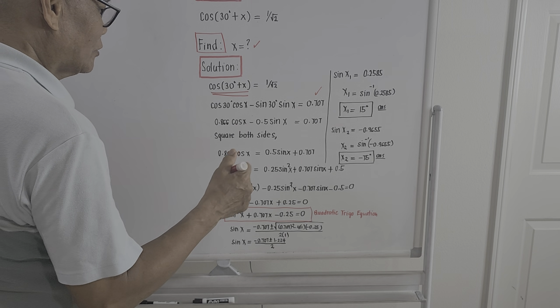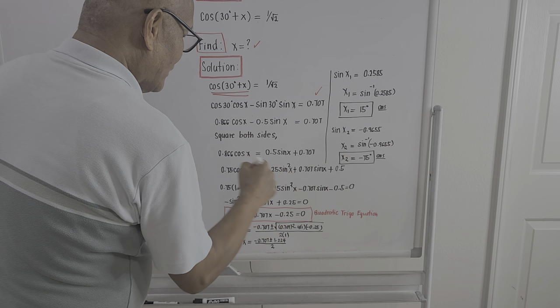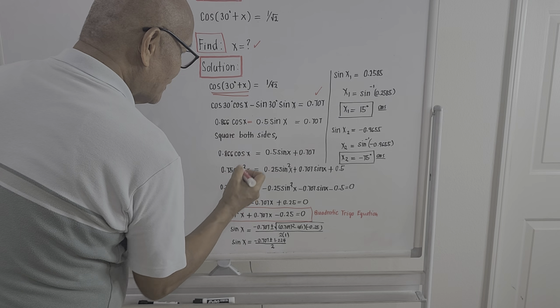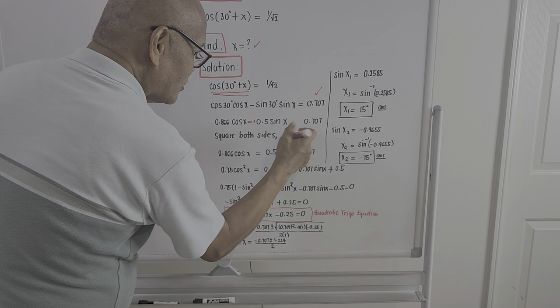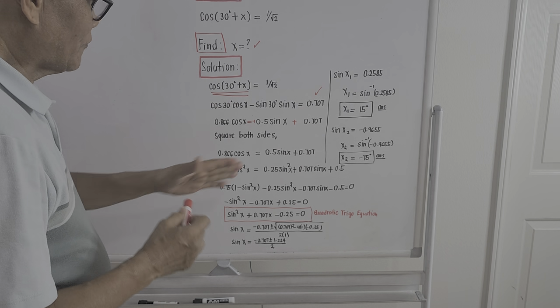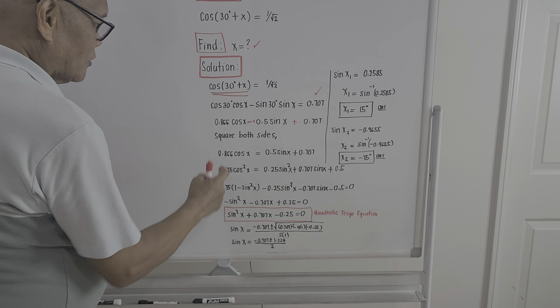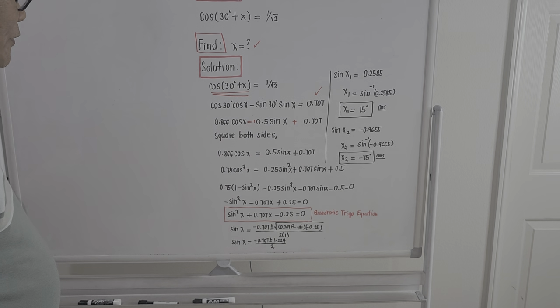But what I will do is transpose this 0.5 sine of x to the right. So I will be placing the equality sign here. This is a plus now. So I prefer that the left hand side will be simply a pure cosine function, and the right hand side will be a sine function plus this constant here. Squaring both sides, we try to square both sides.